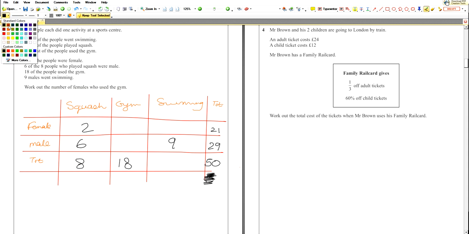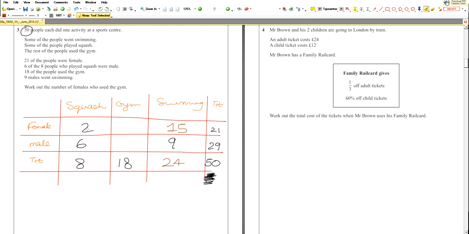What's 8 add 18? 26. What's 50 take away 26? 24. So, you put that in. Now, if 24 is the total for swimming and there were 9 males, how many females does that mean there should be? 15. Because 15 add 9 is 24.